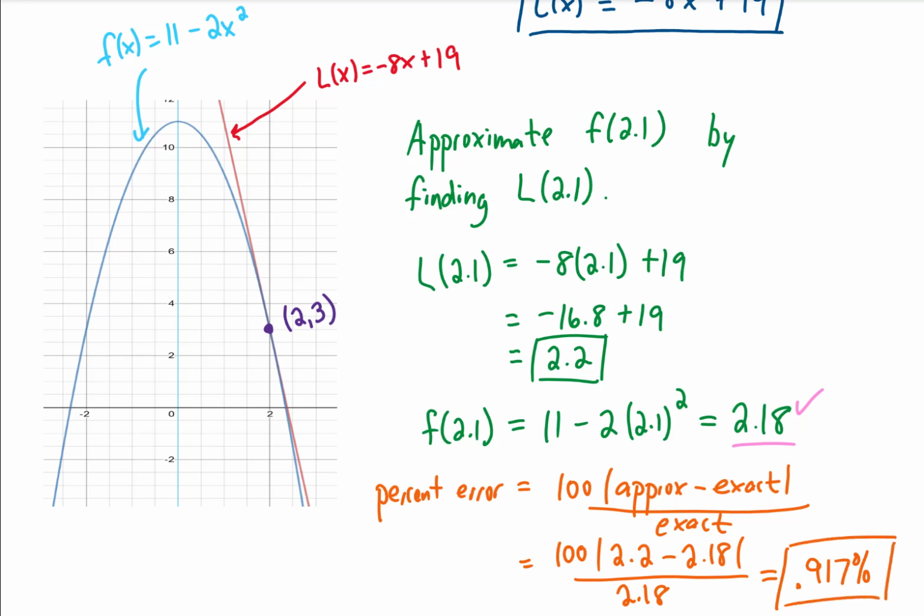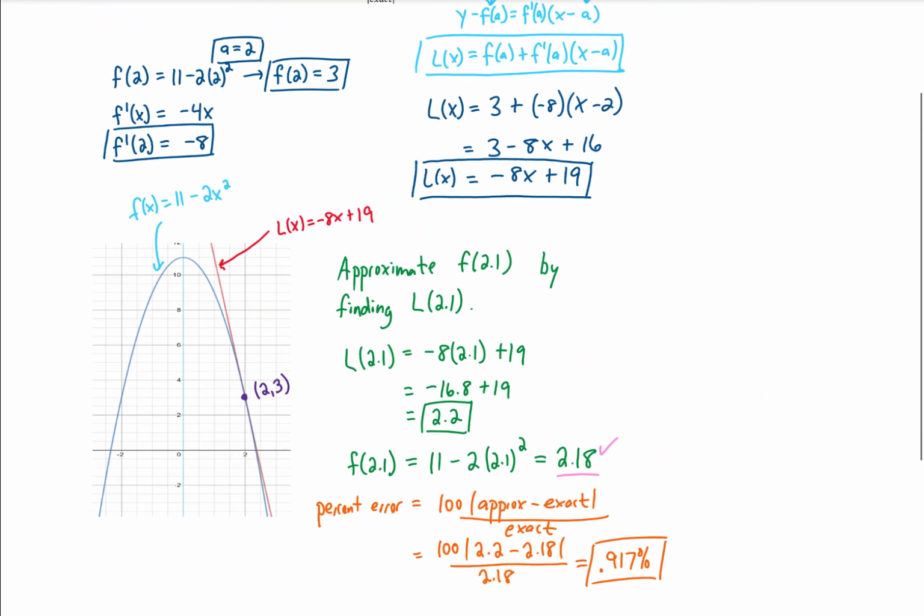Now I feel like I should say that as x gets further and further away from our x value of 2, the difference between our linear approximation and our actual function gets greater and greater, so that percent error would go up if I used an x value of 2.3 or 2.5 instead of 2.1. But okay, I think that answers all of the questions for this problem.